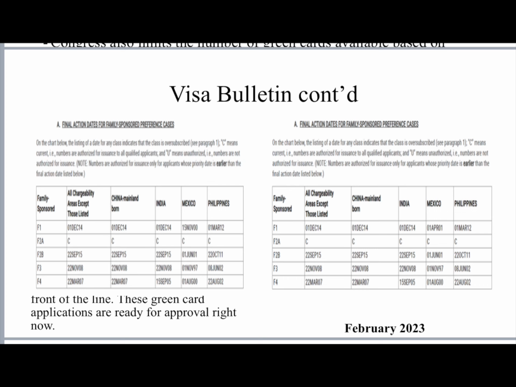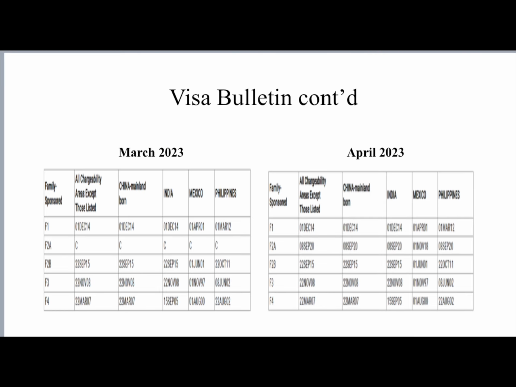All right. Let's move on to March 2023. F1 was still at December 1st, 2014, right? That's where it was. F2A was still current. Very good for those persons who were documentarily qualified. F2B was still at the 22nd of September 2015. F3 had no change as well. F4 no change. Let's move on to April.